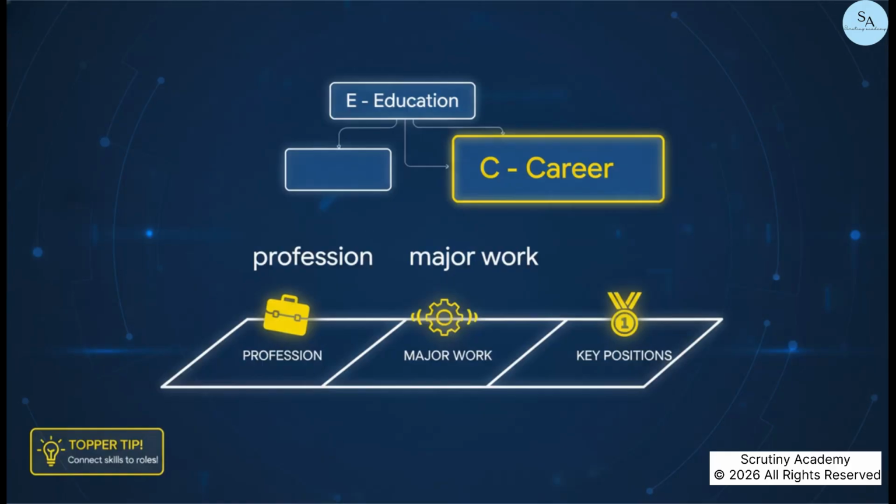Next, we move on to C for career path. This flows perfectly from the last point. So after their education, what do they do for a living? Here's where you talk about their job, their main work, any important jobs they had. It's just the next chapter in their story. See how logical this is?